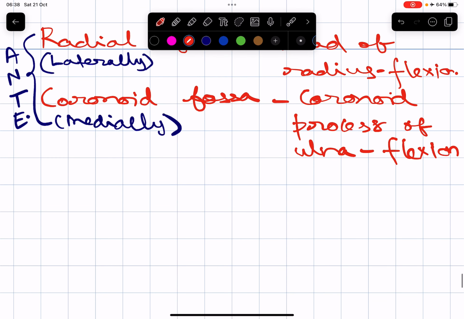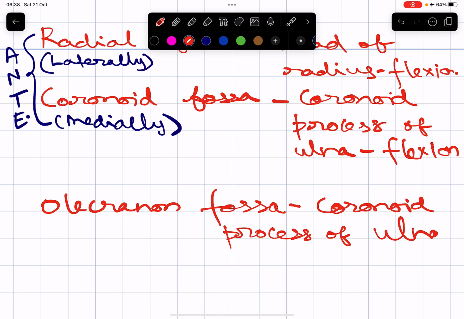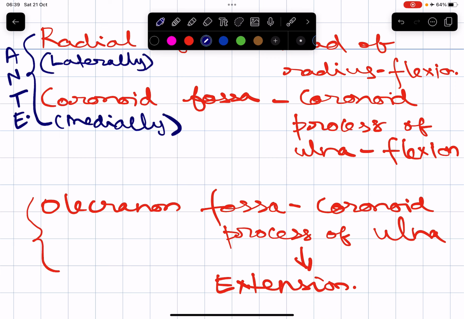And then we have one on the posterior aspect, that is known as the olecranon fossa, which is occupied by the olecranon process of the ulna, and that's during the extension of the elbow, and this is present on the which surface? Posterior surface of the lower end of the humerus.